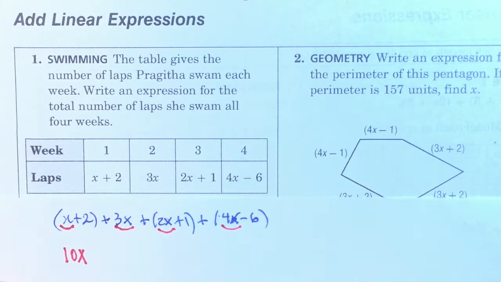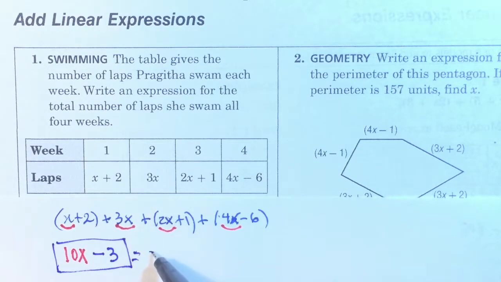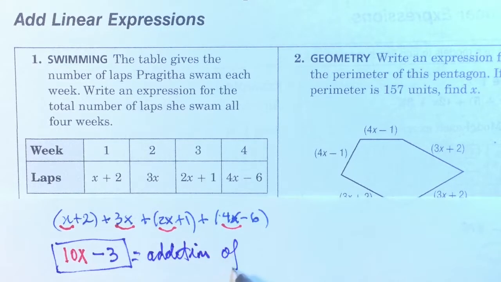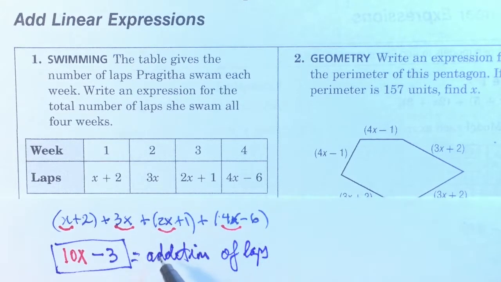Let's see the constants now. How many constants do we have? Okay, we have 2, we have 1, and we have negative 6. So we're going to add 2 plus 1 is 3. 3 minus 6 is negative 3. And this is my final answer for the addition of laps for the 4 weeks.